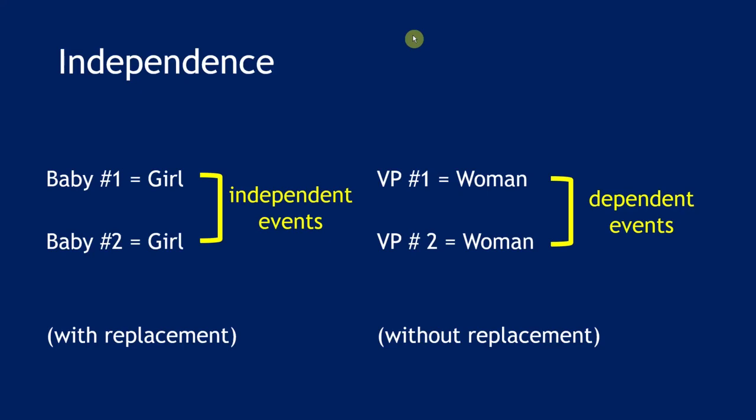Now, if you promote a woman for the first VP position and you take that woman out of the sample space or the pool, then you're affecting the probability of the entire pool for a promotion. And so the second one depends on the first one. This is what we call without replacement. And then you're creating these dependent events.